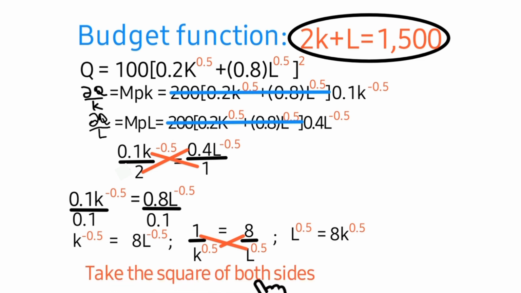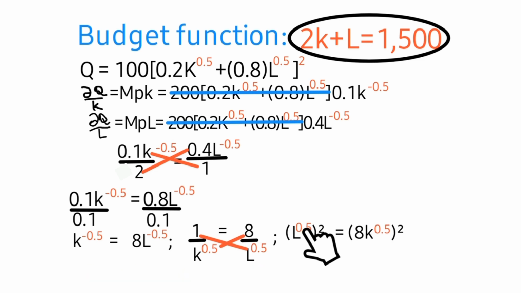Take the square of both sides. L raised to the power of 0.5 times 2, of course 0.5 times 2 gives 1. L is 1, equal to 8 squared, which is 64. K raised to the power of 0.5 times 2 gives K. Finally, we have L equals 64K.